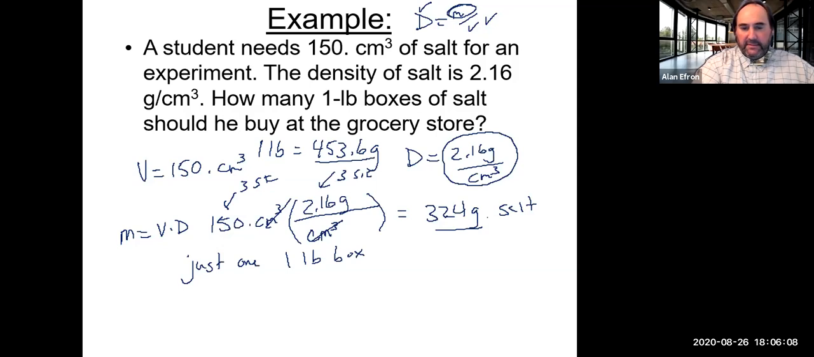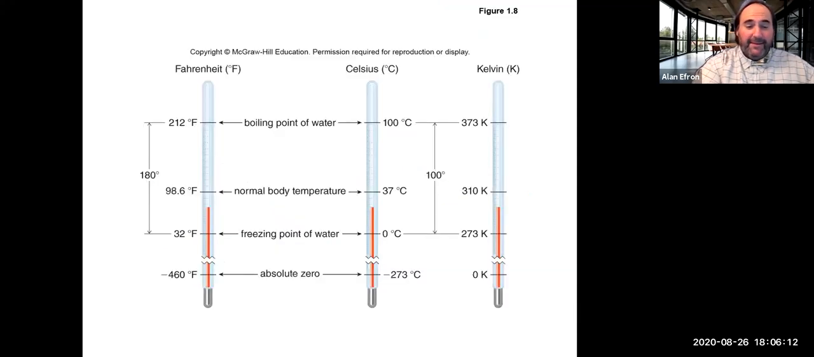Okay, if I'm not mistaken, that should be chapter. No, it's not. I am mistaken. All right, we're almost there. So the last thing we're going to talk about in this chapter is temperature. And there are 3 different temperature scales that we commonly come across.